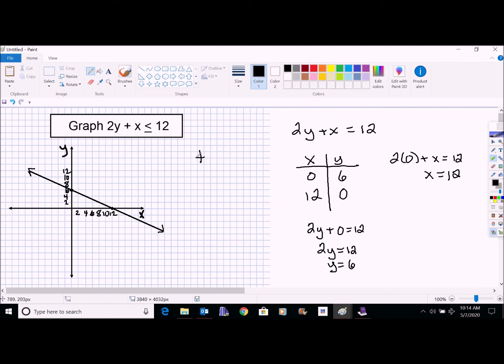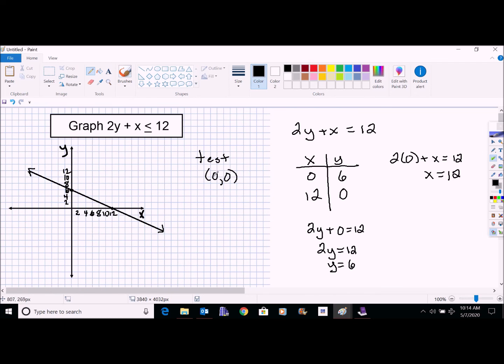I want to test (0, 0). The only time you can't test (0, 0) is when the line goes through it. I did leave one problem in your homework where (0, 0) is actually where the line passes. If it does, you have to pick a different test point. So I'll leave that to you to ponder. That's your challenge for the homework. But for right now, I'm going to test this (0, 0) test point.